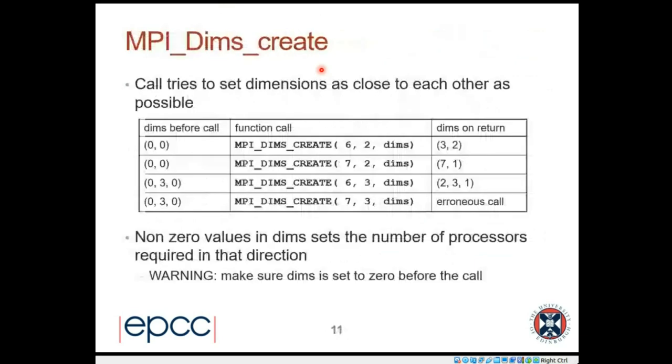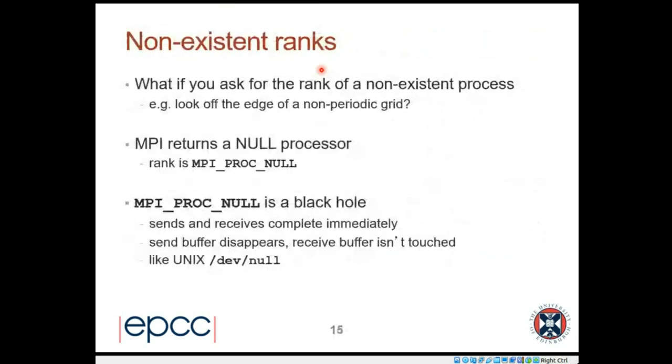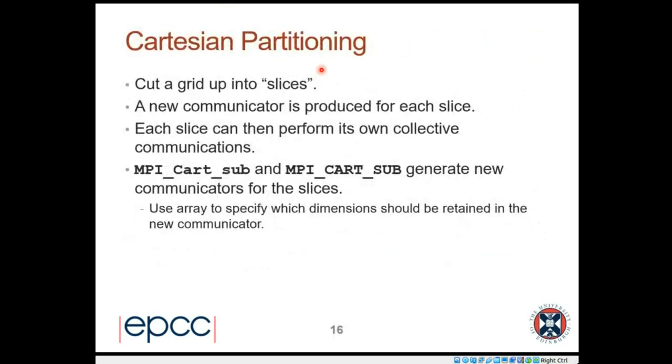Once you've got a Cartesian topology, it makes sense to split it into separate communicators for each row, for each column. A new communicator is produced for each slice, and each slice then performs its own collective communications. For example, MPI_Cart_sub, which I guess stands for subset, generates new communicators for the slices. It's a slightly strange syntax: you use an array to specify which dimension should be retained in the new communicator.